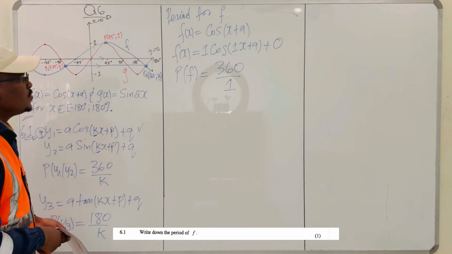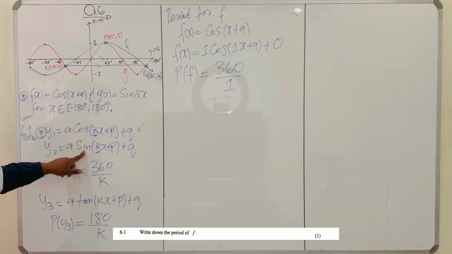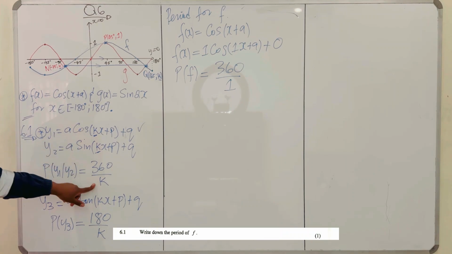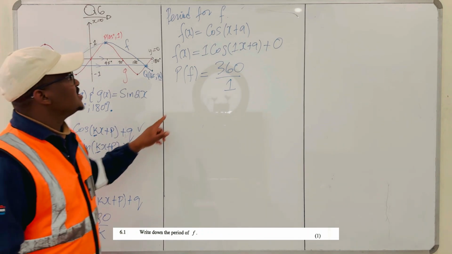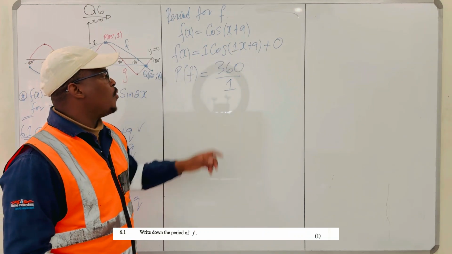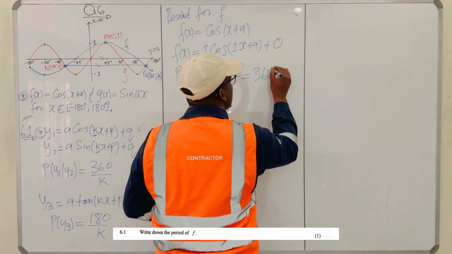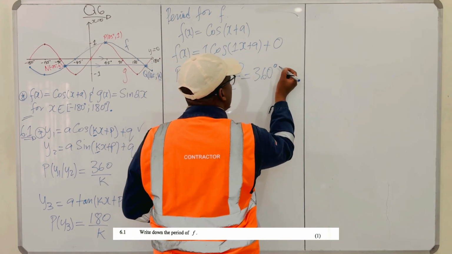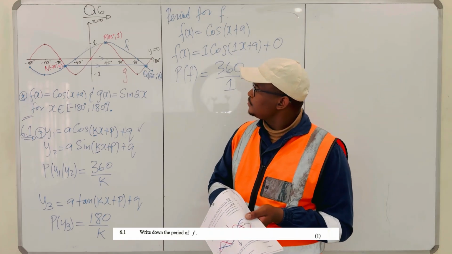So what you're saying essentially is, to find the period of a sine or cos function, it would be 360 divided by k. What is k? K is this number in front here, and the number in front here is 1 in that case. So it would be 360 over 1, and the answer to that is equal to 360. So the period for f is equal to 360 degrees. That is where we are.